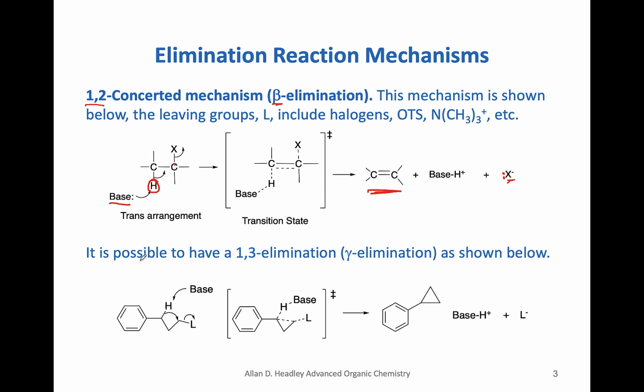It's possible to have a 1,3. Now you know why it's called a 1,3, because it's now not on the adjacent carbon, but on the third carbon from the carbon that has the leaving group. So here's a carbon with the leaving group, 1, 2, 3. Here's a hydrogen. That's fairly acidic because it's a benzylic hydrogen, so the base can abstract this hydrogen to create a potential base right here.